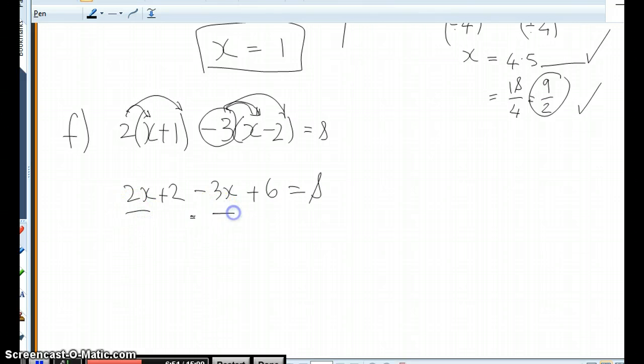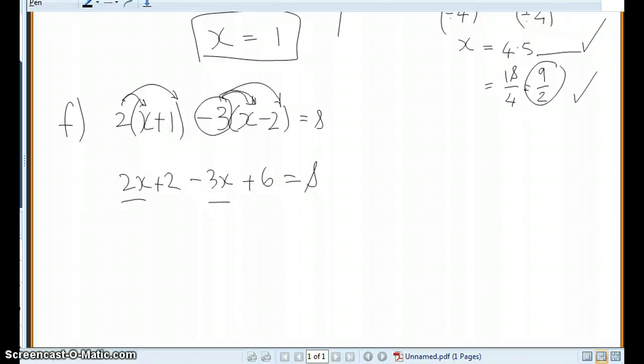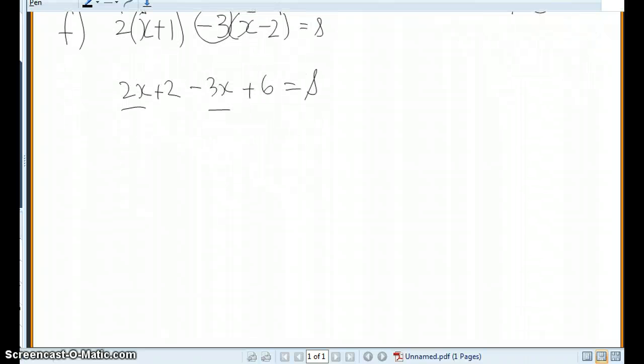Collect the x's. 2x minus 3x. 2 minus 3 is minus x. I'll collect the numbers. 2 and 6 is 8. That must equal 8. What's x going to be? 0.